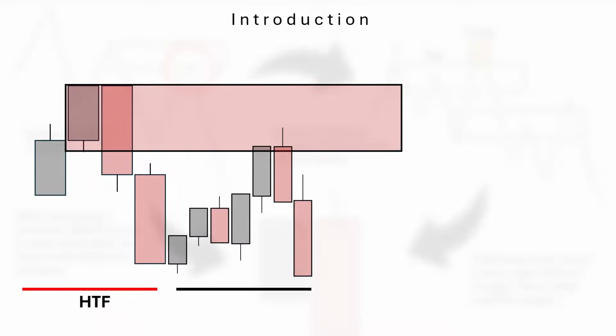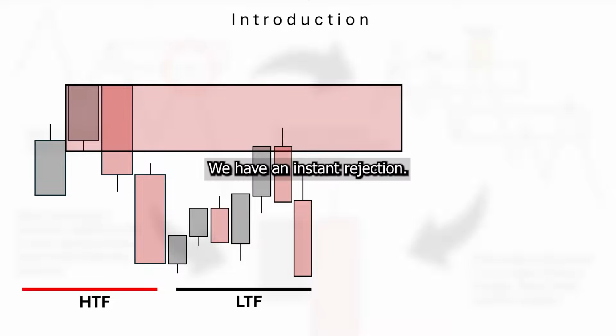So here we have a higher time frame order block, and what we're looking for is how does the lower time frame react to this higher time frame order block? And this would be the lower time frame representation. So what do we have here? We have an instant rejection.